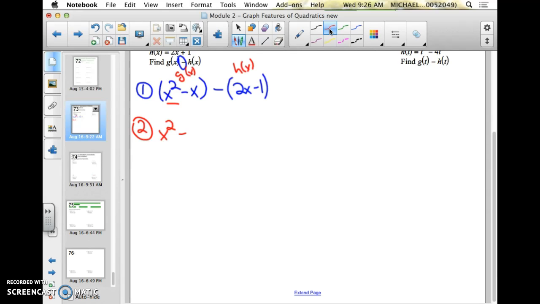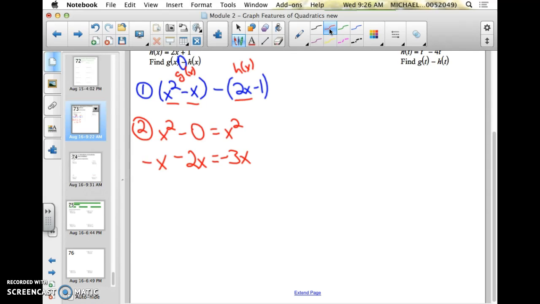H of x does not have any squared terms, so I'm just going to put 0 because it doesn't have any. And I will do that math. It equals x squared. So I know there's going to be an x squared in my answer. The next term from left to right is negative x. Negative x minus, in this case, h of x does have a like term. It's a 2x. Negative x minus 2x becomes negative 3x.